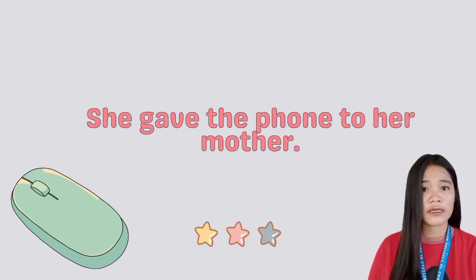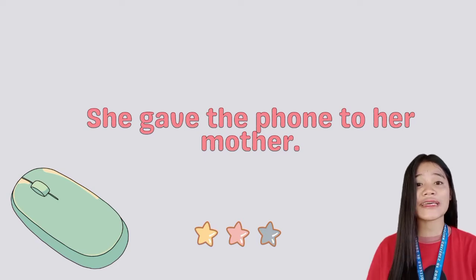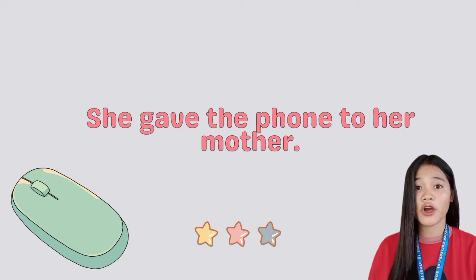She gave what? The phone, right? So that is the direct object. To whom? To her mother, which is the indirect object.